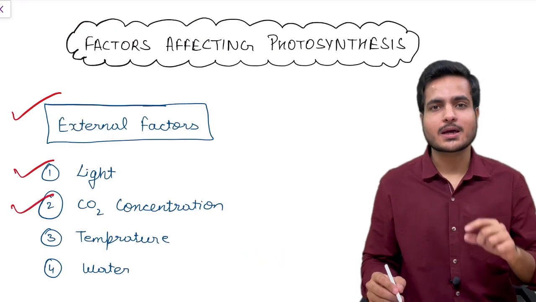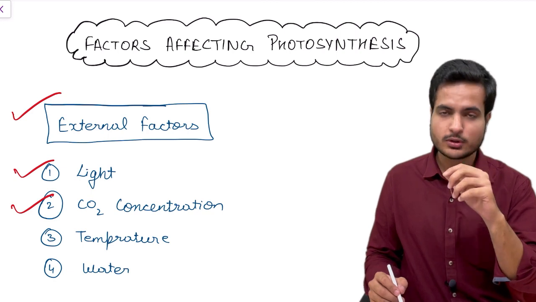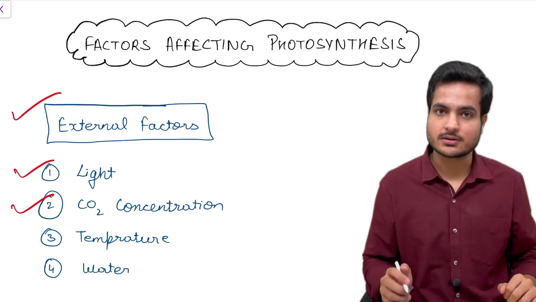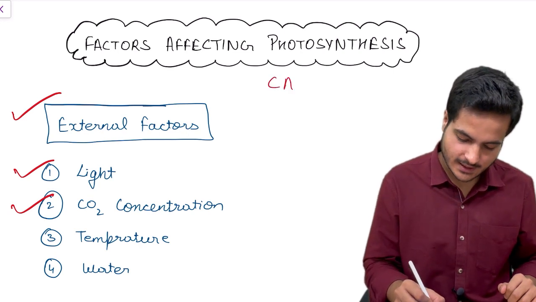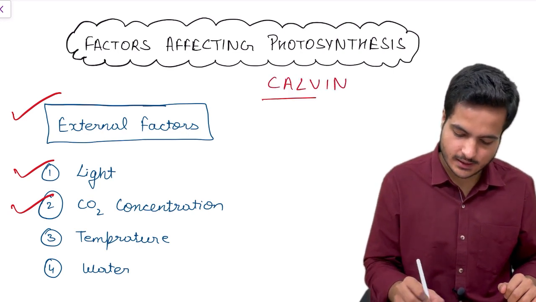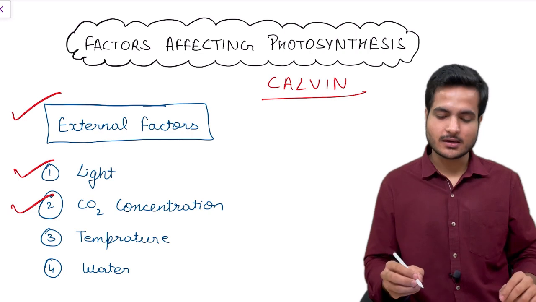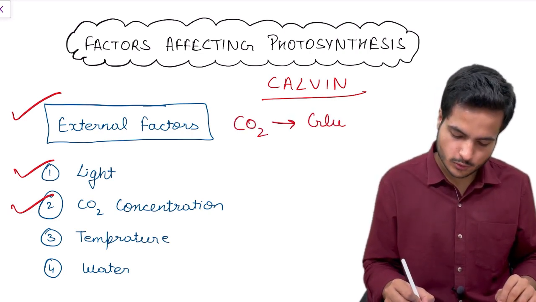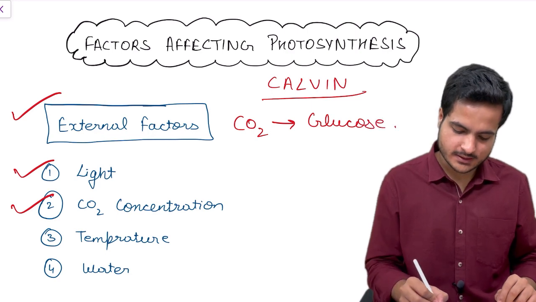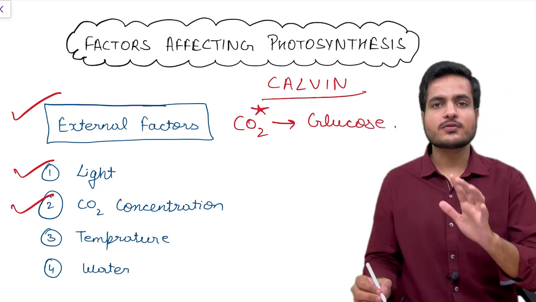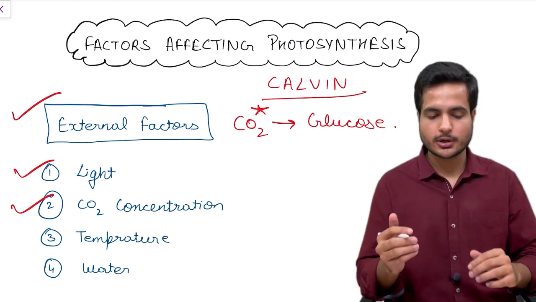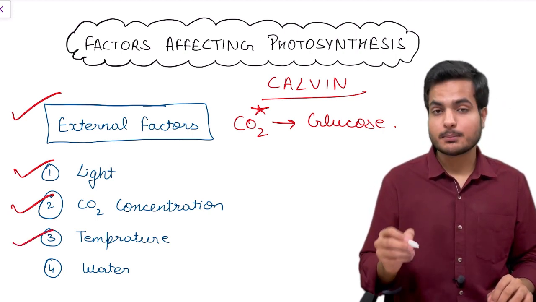Now the second point is carbon dioxide concentration. We know that the second stage of photosynthesis is called the dark reaction, which has a cycle called the Calvin cycle. And in the Calvin cycle we know that carbon dioxide is reduced to form glucose. So therefore it is very essential that the plant has enough concentration of carbon dioxide so that this dark reaction can continue.